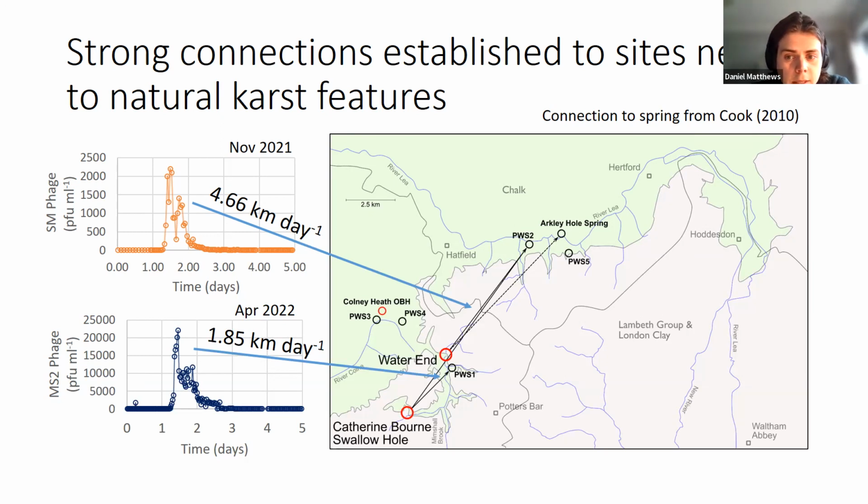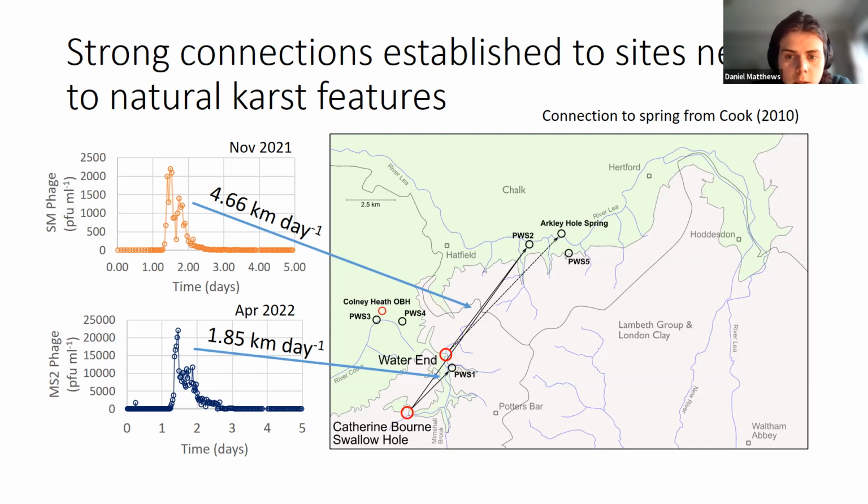And both of these are very impacted by karst, based on those other indicators, again like turbidity and coliform concentrations following rainfall. These sites also lie near to natural karst features. So site 1 lies near to Water End, and site 2 lies relatively near to a large spring, Arkley Spring.